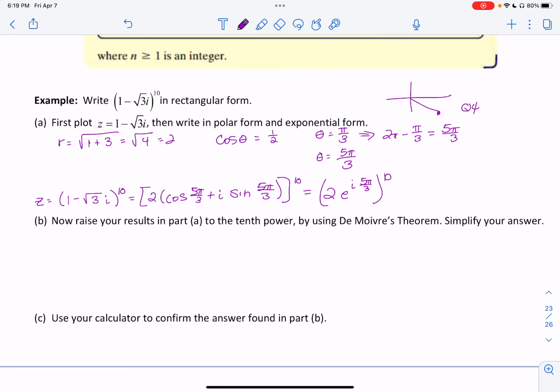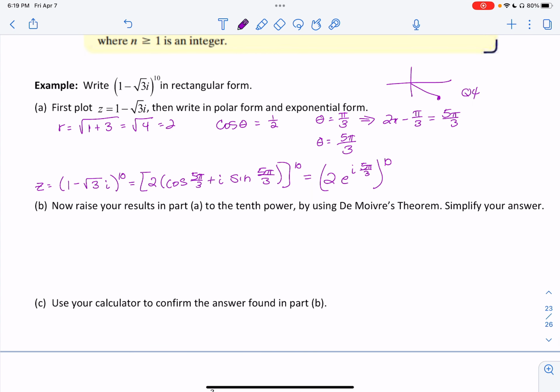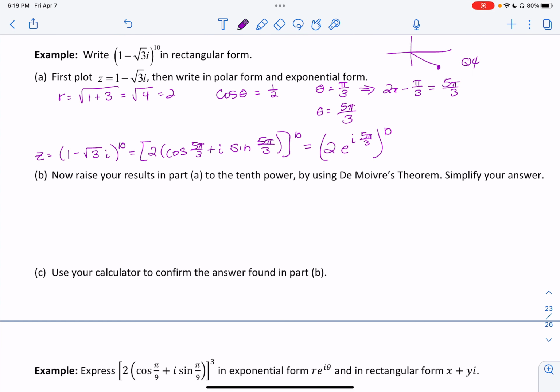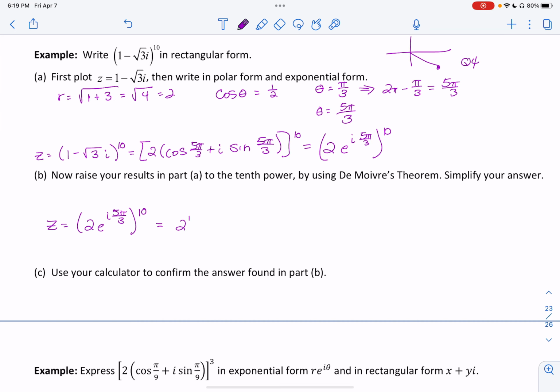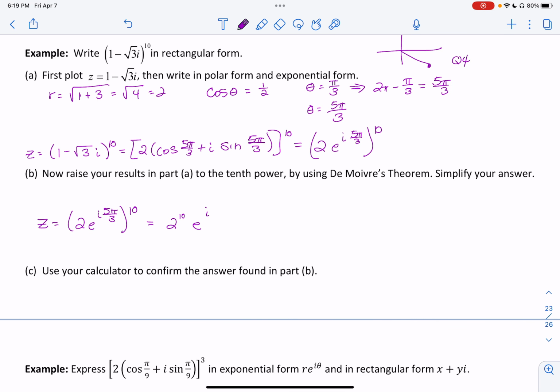All right. I suppose this one didn't really need us to the 10th power since it said just to write it, but now I'm going to actually do that. So if I want to raise it to the 10th power and simplify my answer, I'm going to get z equals (2e^(i·5π/3)) all to the 10th power. So I'm going to have 2^10 e^(i·10·5π/3).